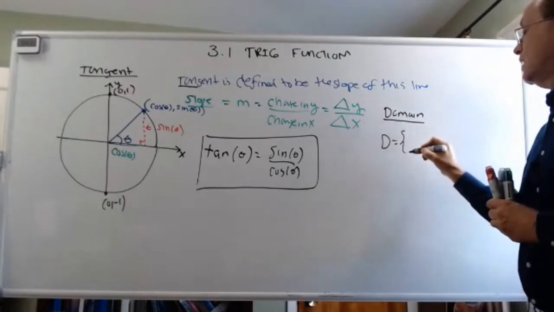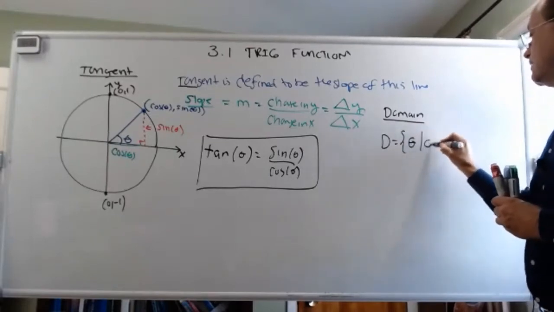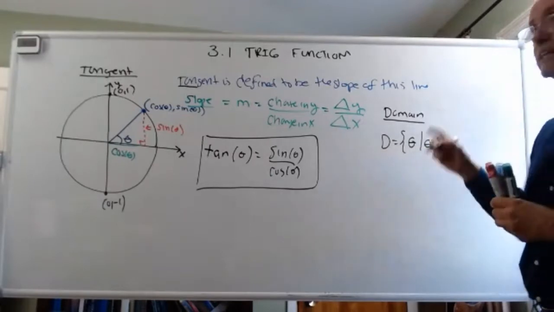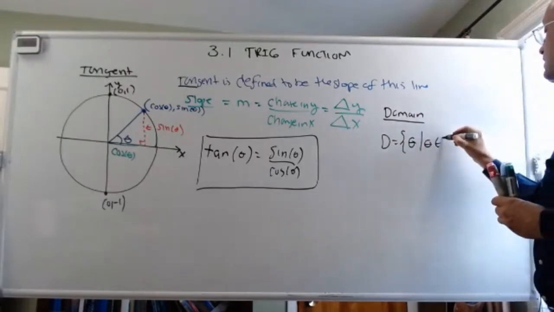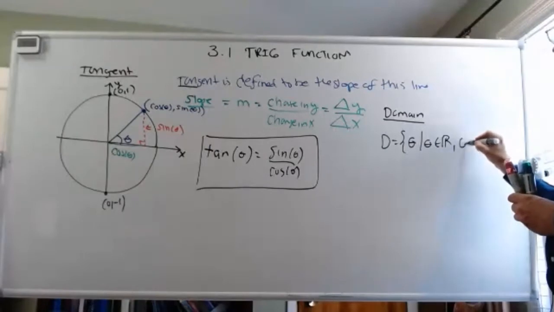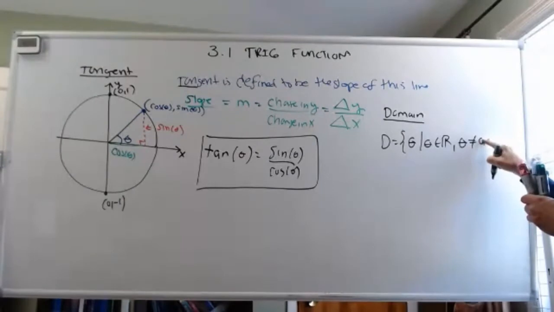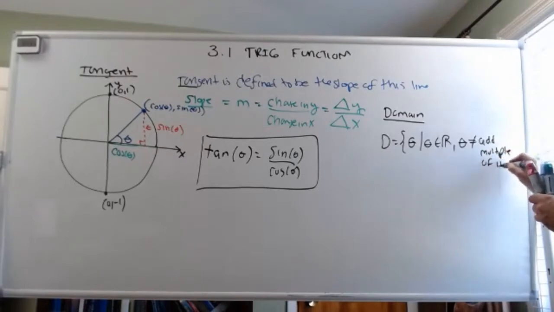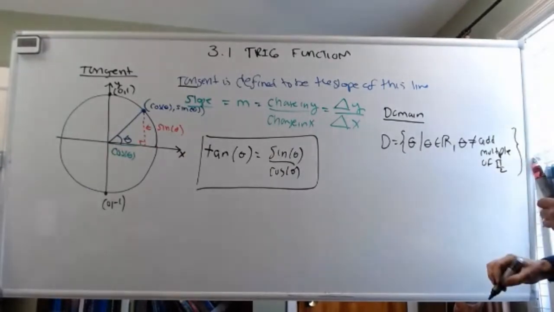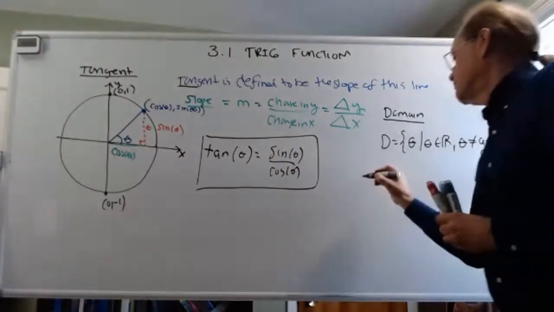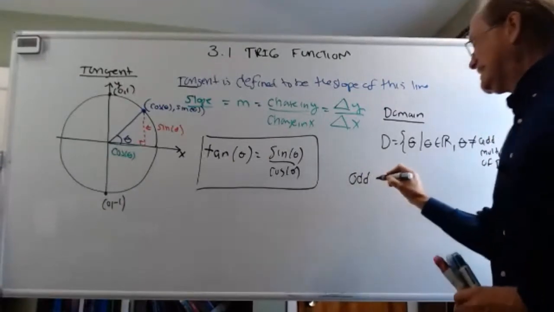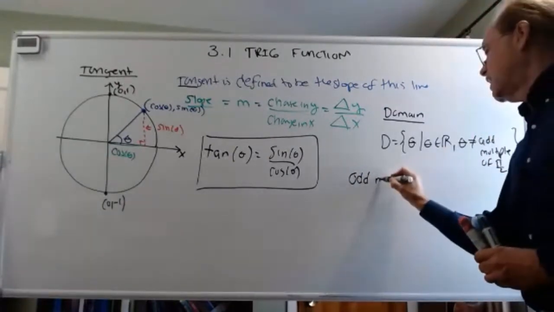We have D, the set of all elements theta. Theta is going to be a real number. It could either be degrees or radians. I'm going to do it as radian measure, a real number, where theta cannot equal an odd multiple of pi over 2, or an odd multiple of 90 degrees. Well, how do I write an odd multiple? I'm going to show you the simple way of writing it mathematically.